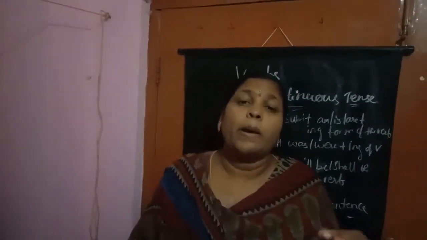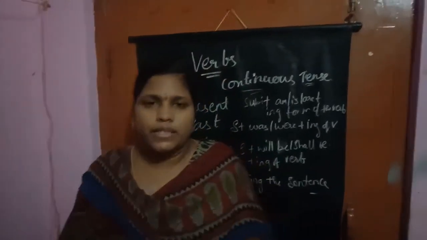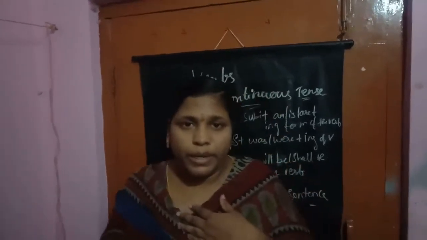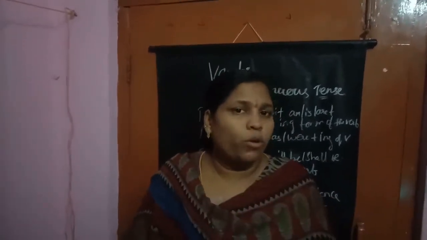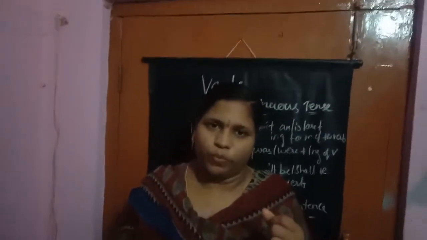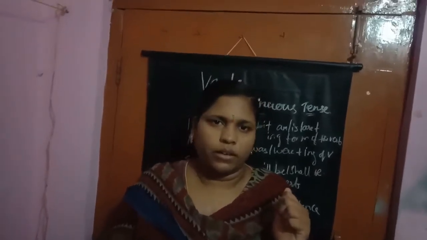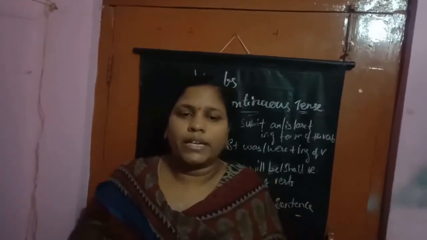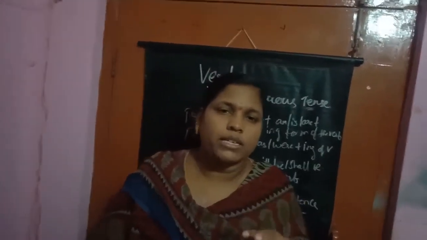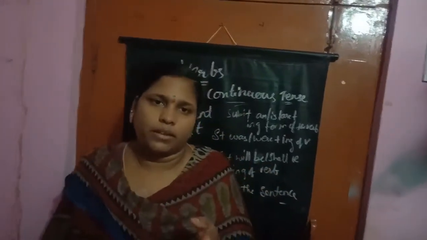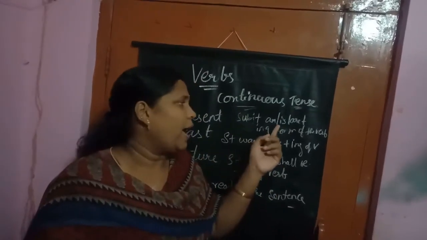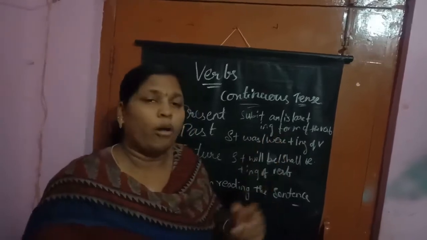Everyone have understood this? Present continuous tense means at this time, what is happening. Now, what am I doing? I am explaining. What are you doing, children? You are watching. Yes, you are watching a video. Like this. At this time, what is going on now, you can remember as present. Present continuous tense is that. What is the formula? What is the rule? You can tell as a rule: subject, am, is, are, ing form of verb.